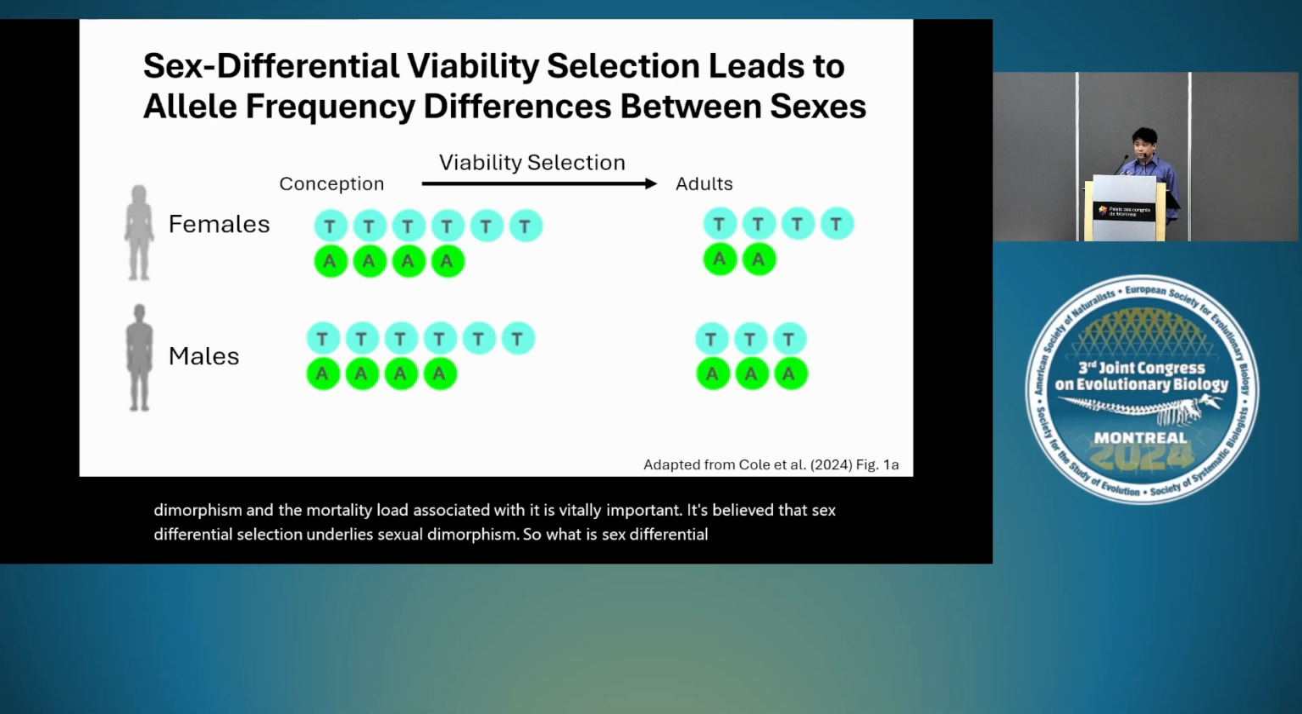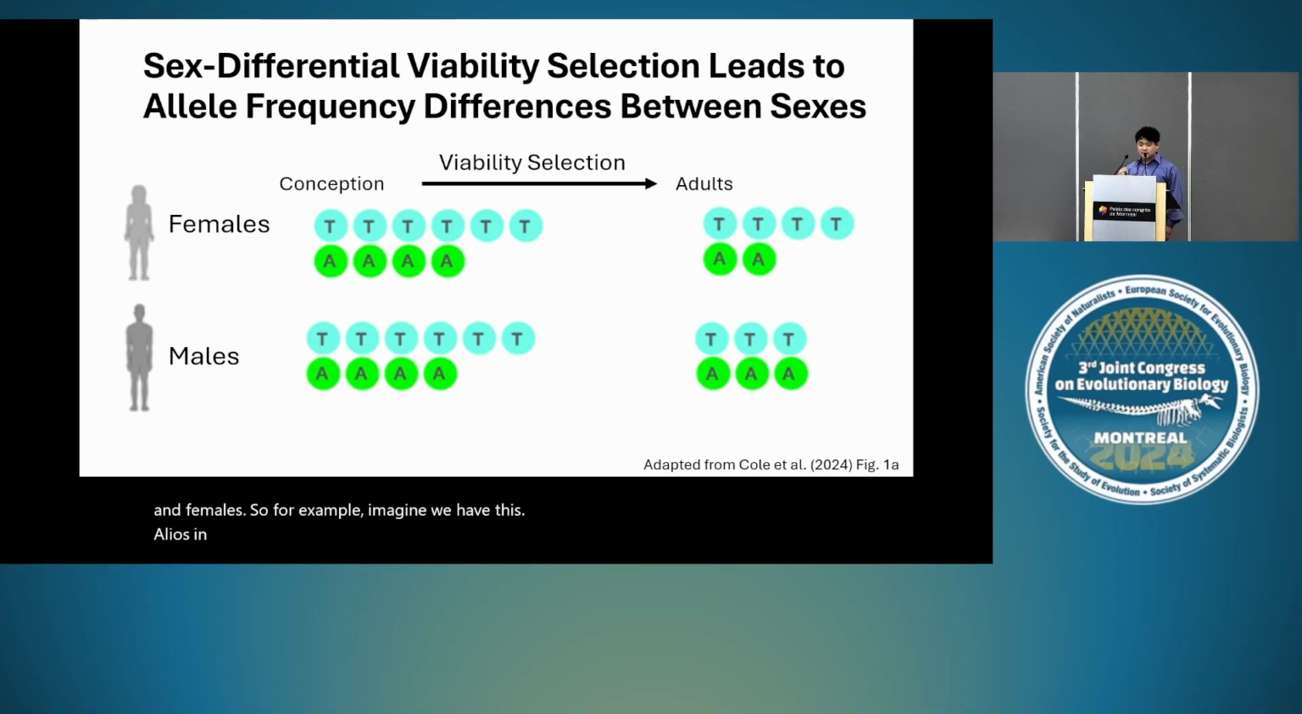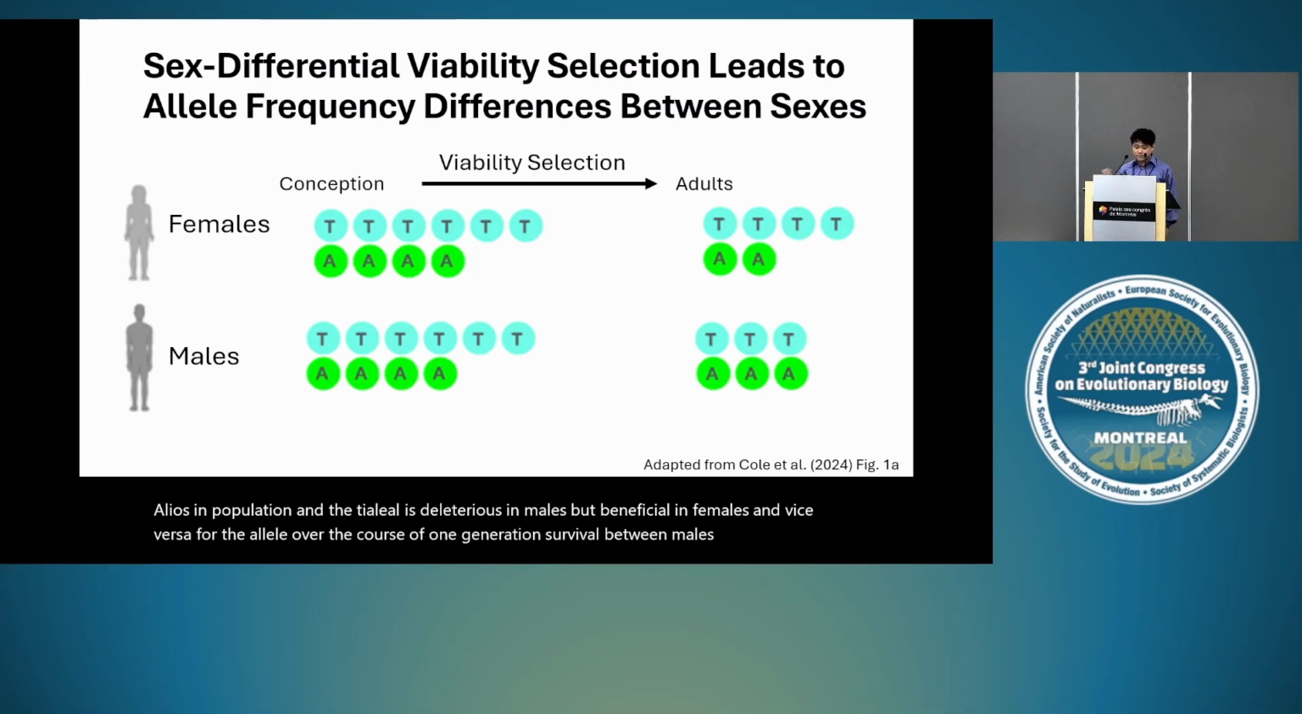Sex differential selection, or SDS, is this concept where selection on alleles differs between males and females. So for example, imagine we have this A and T alleles in a population, and the T allele is deleterious in males but beneficial in females, and vice versa for the A allele. Over the course of one generation, survival between males and females will differ, and so viability selection will lead to differential survival between males and females, carrying different alleles, within one generation, leading to a difference in allele frequency between sexes in adulthood. So I adapted this figure from Cole et al.